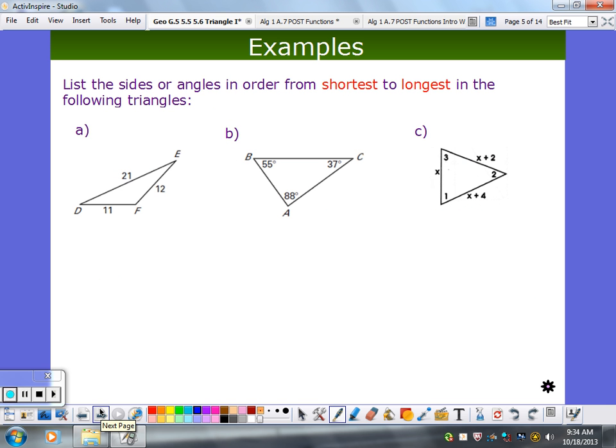Okay, so you try these. I want you to look at the sides of angles. So if I'm giving you a side, give me the angles in order. If I'm giving you angles, then give me the sides in order. Okay, give that a try.